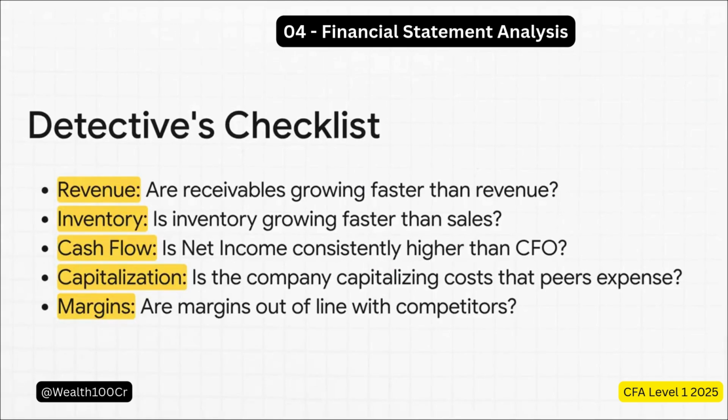So here it is, your detective's checklist. Every single one of these questions is a potential red flag. Take cash flow, for instance. Is the company reporting big profits, but that profit never seems to turn into actual cash? That is a huge warning sign. Or how about revenue? Are their receivables growing way faster than their sales? That could mean they're booking sales they're never going to collect on. These are the core questions you have to be asking.